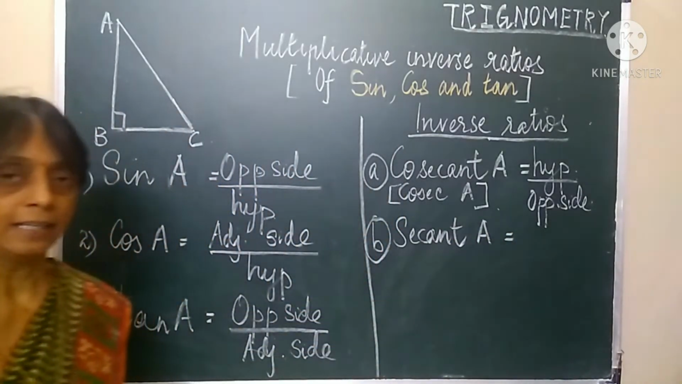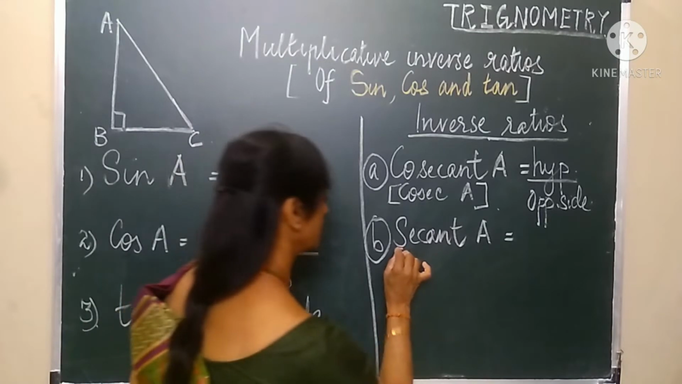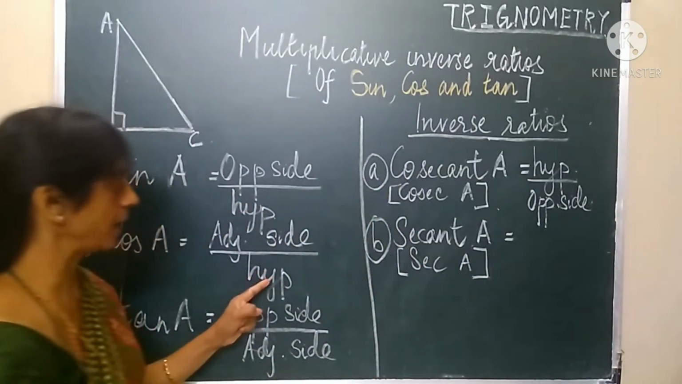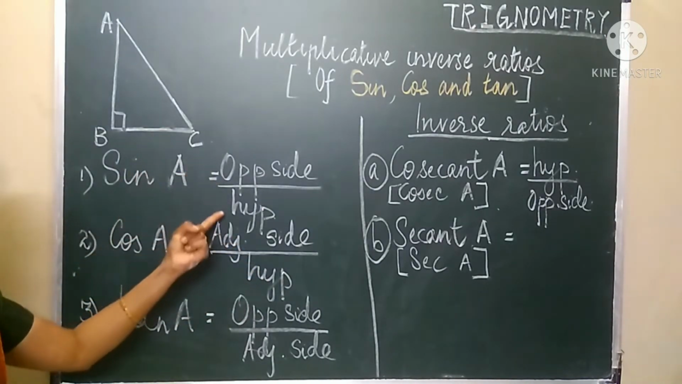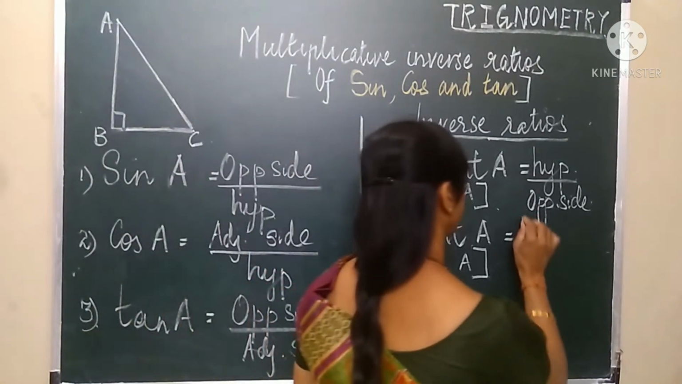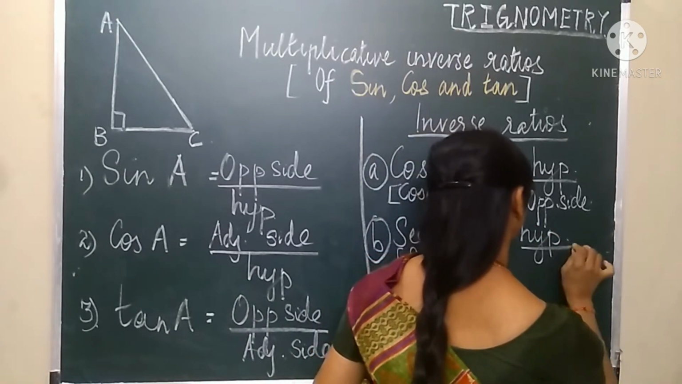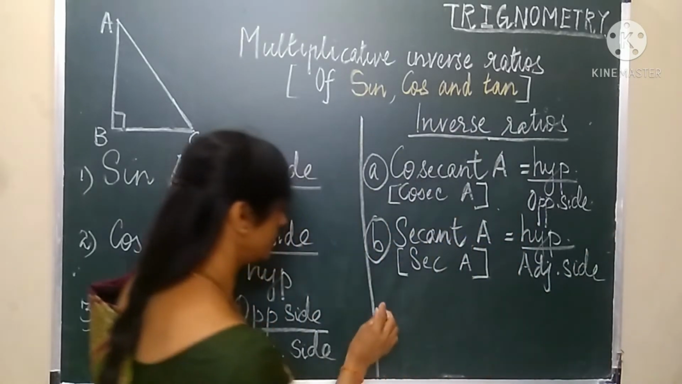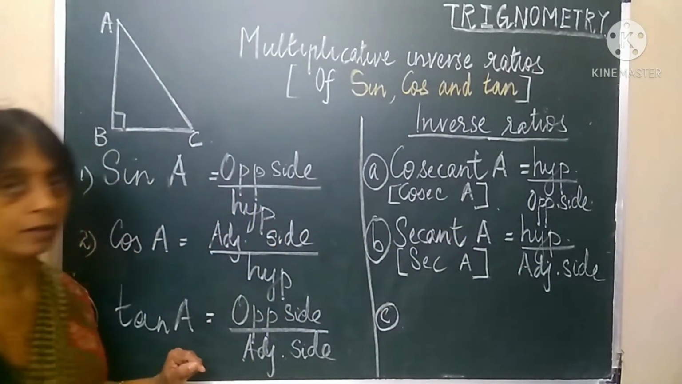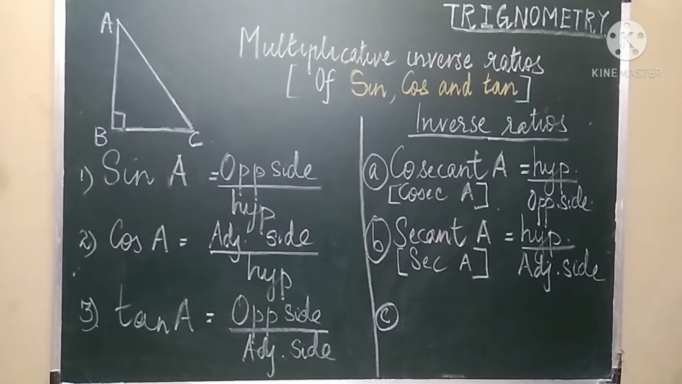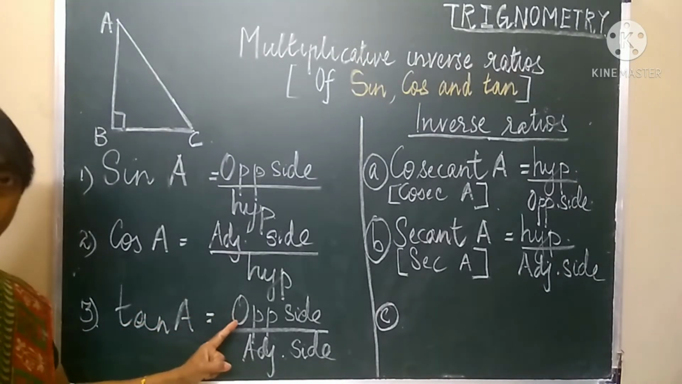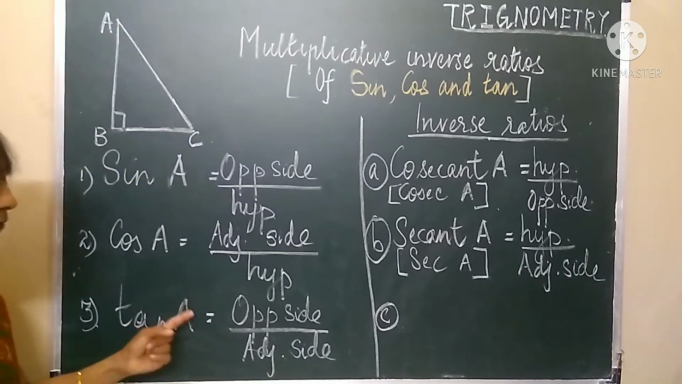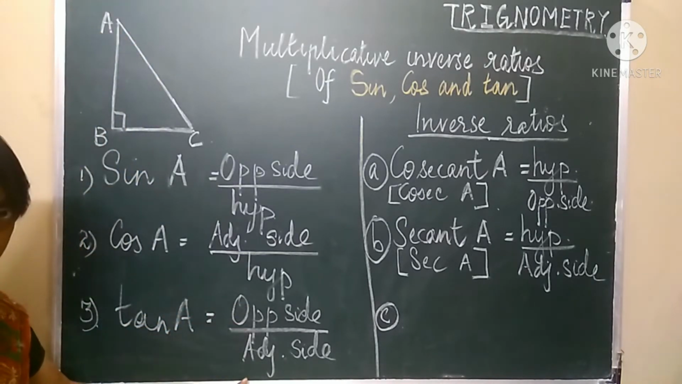Of angle A. We can also call it sec of angle A, which is given by the formula hypotenuse upon adjacent side. And the third reciprocal is of tan of any acute angle, over here we are referring to angle A. Tan of angle A is given by opposite side upon adjacent side.